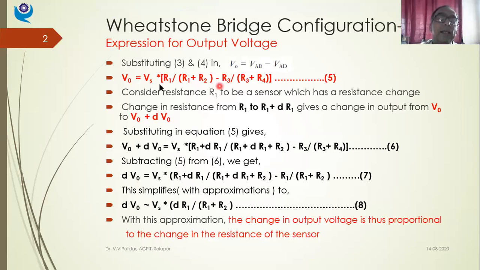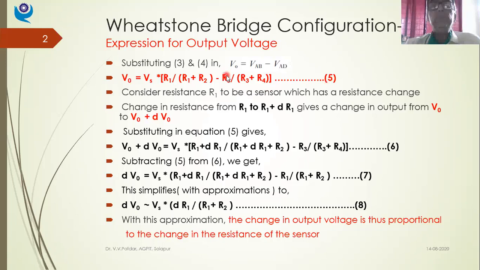So what you get? Vs is common. Instead of VAB, what I have is R1 upon R1 plus R2, minus, for VAD, R3 upon R3 plus R4. So this is the equation for output voltage V naught. V naught will be equal to VAB minus VAD, which is equal to Vs into R1 upon R1 plus R2 minus R3 upon R3 plus R4. This is my equation number 5.